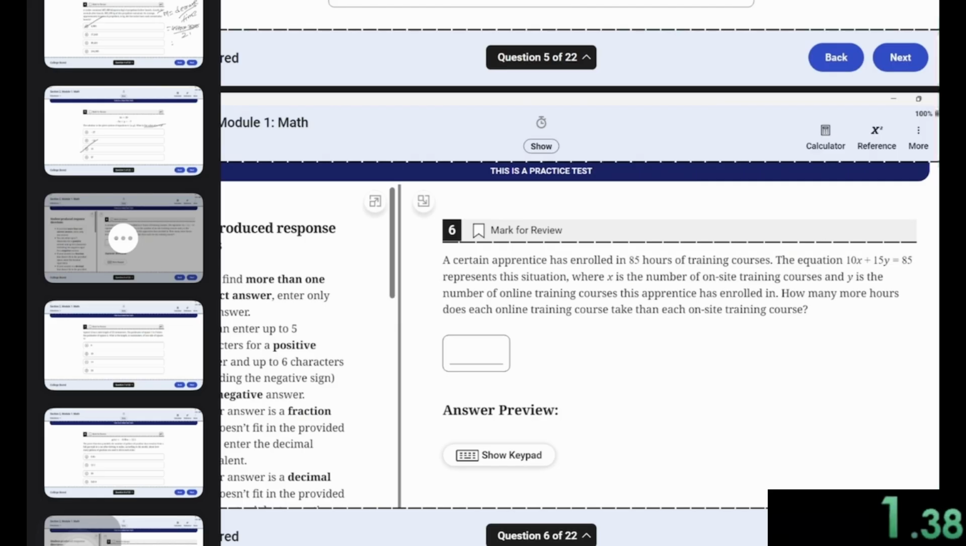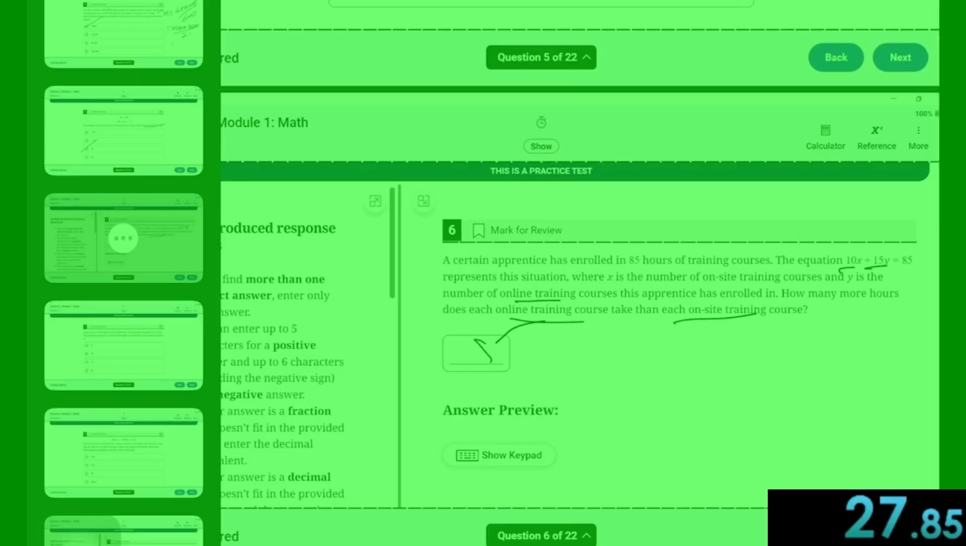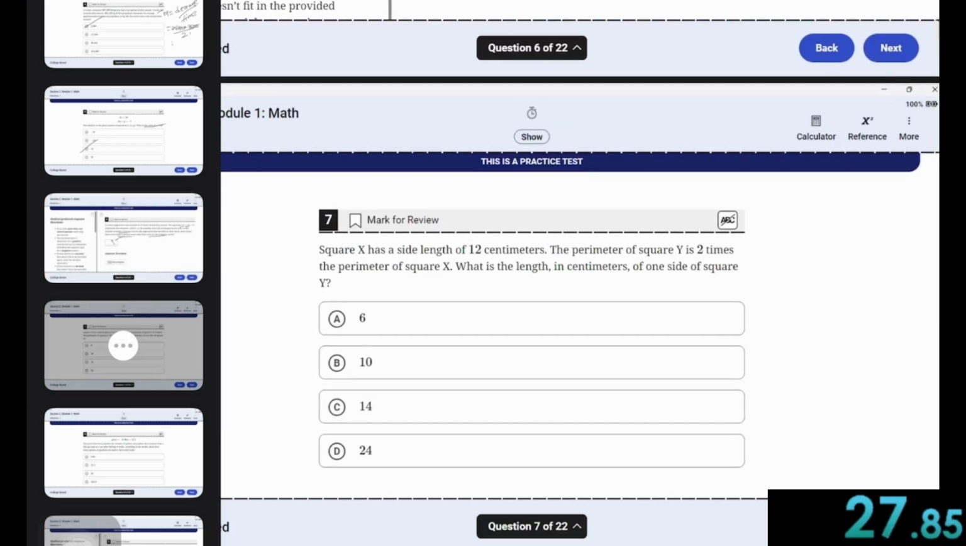A certain apprentice has enrolled in 85 hours of training courses. The equation 10x plus 15y is equal to 85 represents the situation where x is the number of on-site training courses and y is the number of online training courses this apprentice has enrolled in. How many more hours does each online training course take than each on-site training course? Okay, so we want to subtract. What was online? y was the number of online, so 15 minus 10, that is equal to 5. Okay, let's go on to the next one.